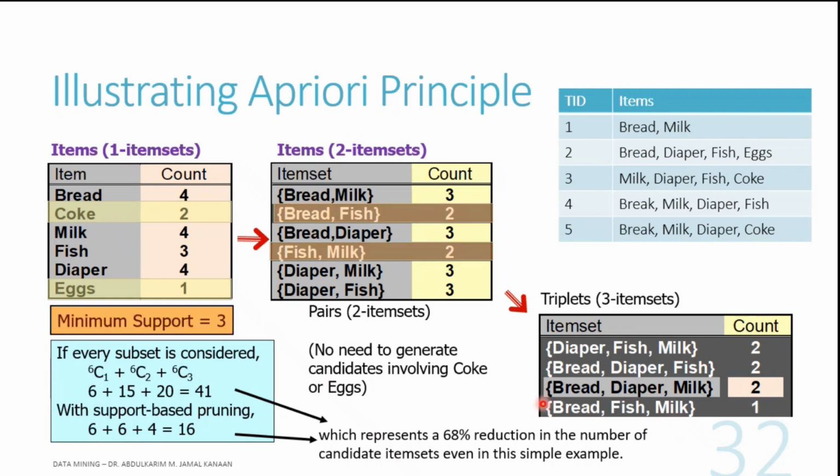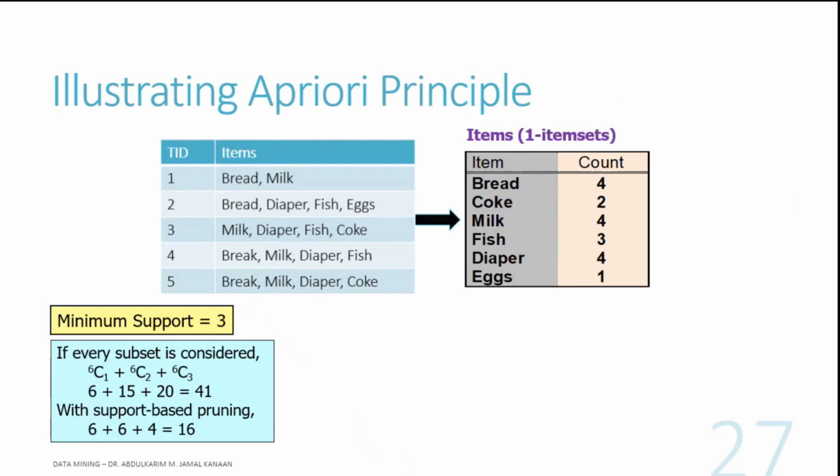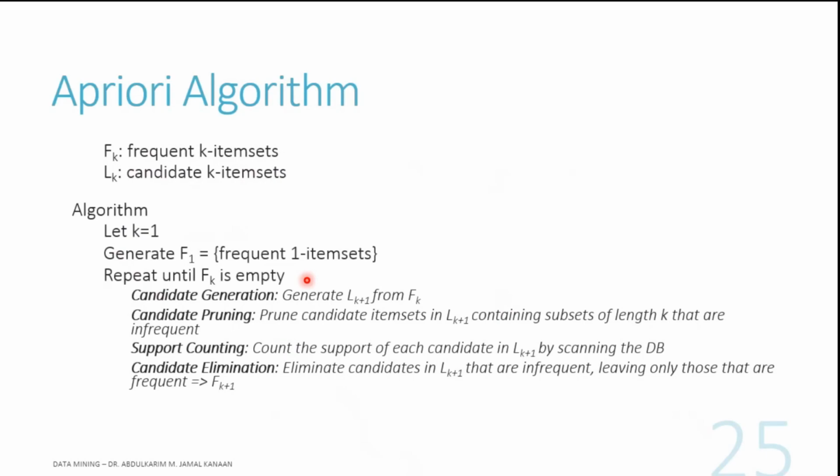So we are left only with bread, diaper, milk. And if we calculate the support count, bread, diaper, milk will also be excluded. And now F3 has become empty. We don't have any F3 item set, right? We have no item set left. And that will conclude the Apriori principle. Because the algorithm says you keep repeating, you have the loop, until Fk is empty. Now Fk has become empty. We don't have any item sets. So the Apriori principle will be terminated.